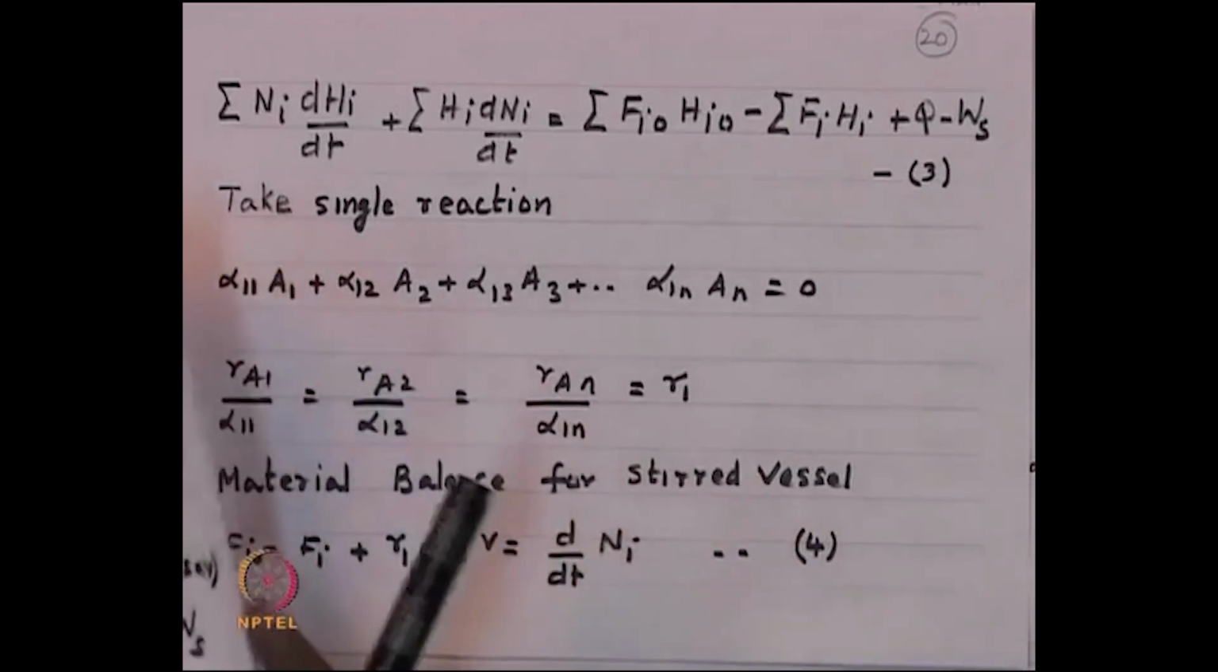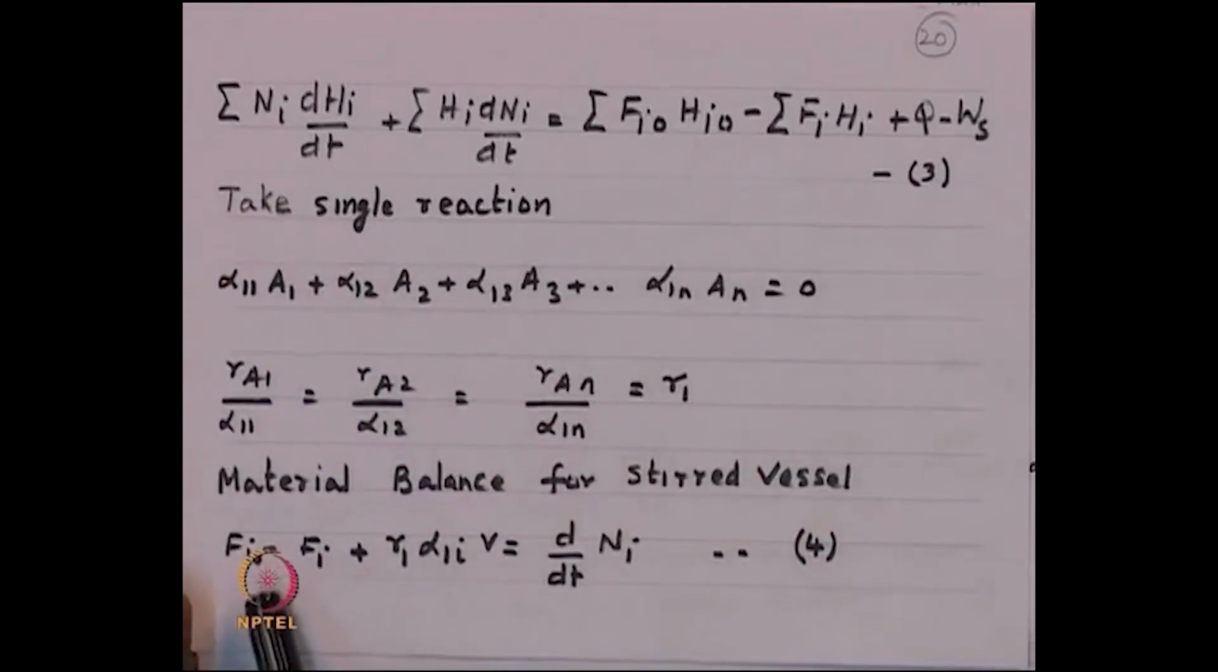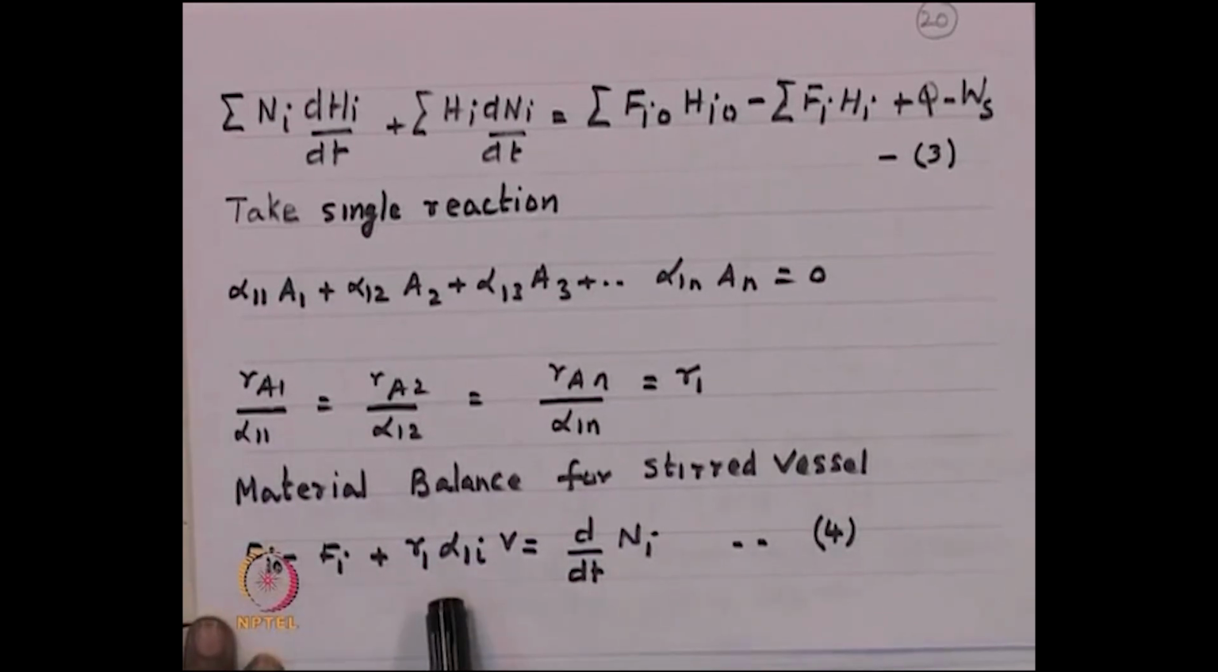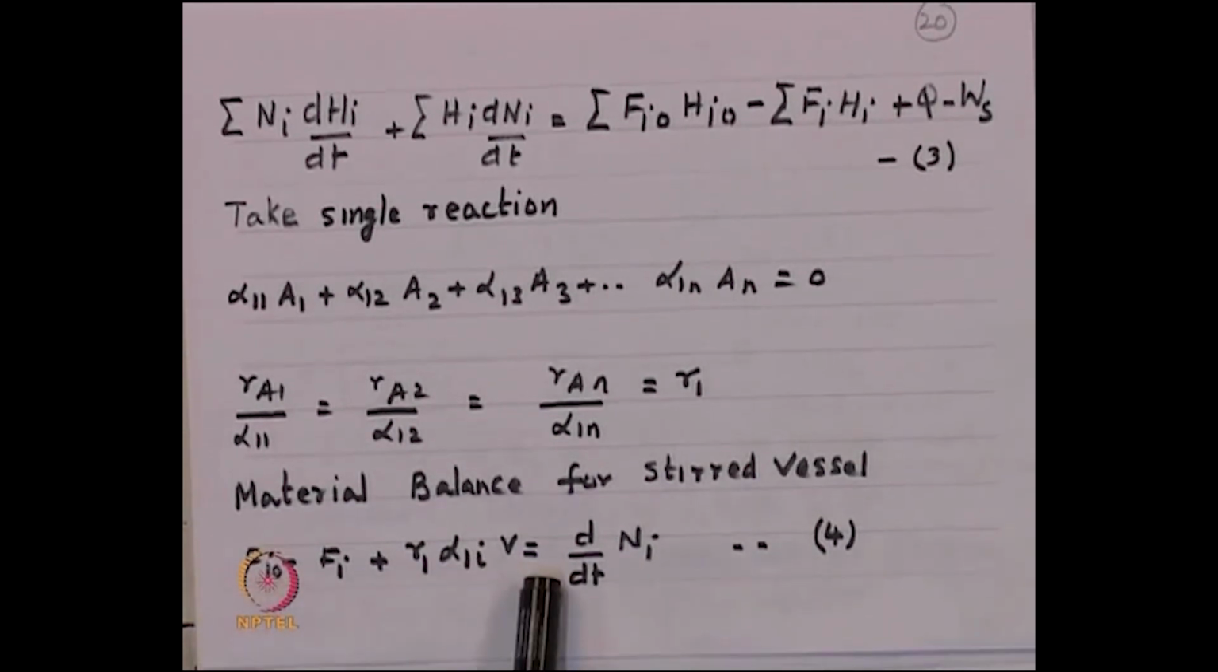Therefore, our material balance in this stirred vessel for component I will look as input, output, generation. What is the generation term for component I? R 1 times alpha 1 I, multiplied by volume, equal to d by dt of N I. Okay. So, that is our statement of material balance for component I.